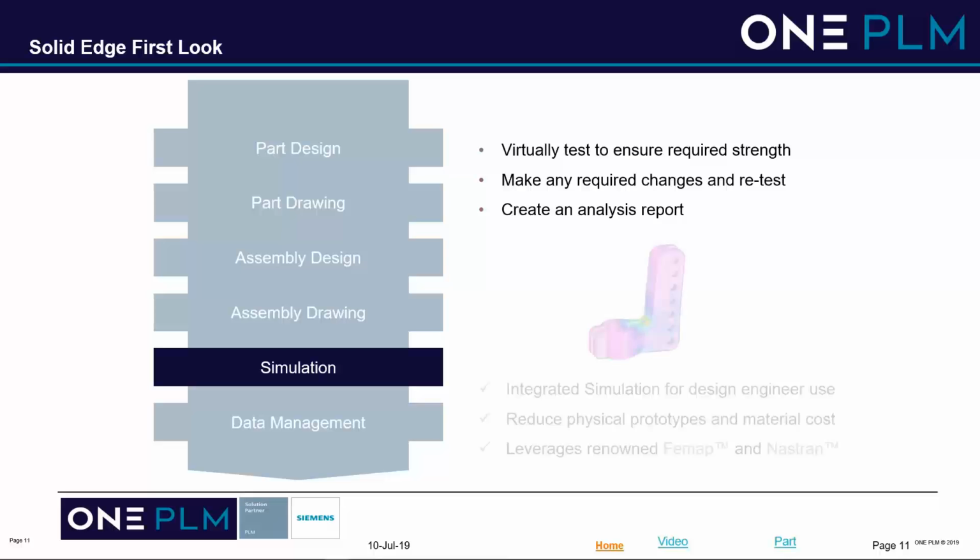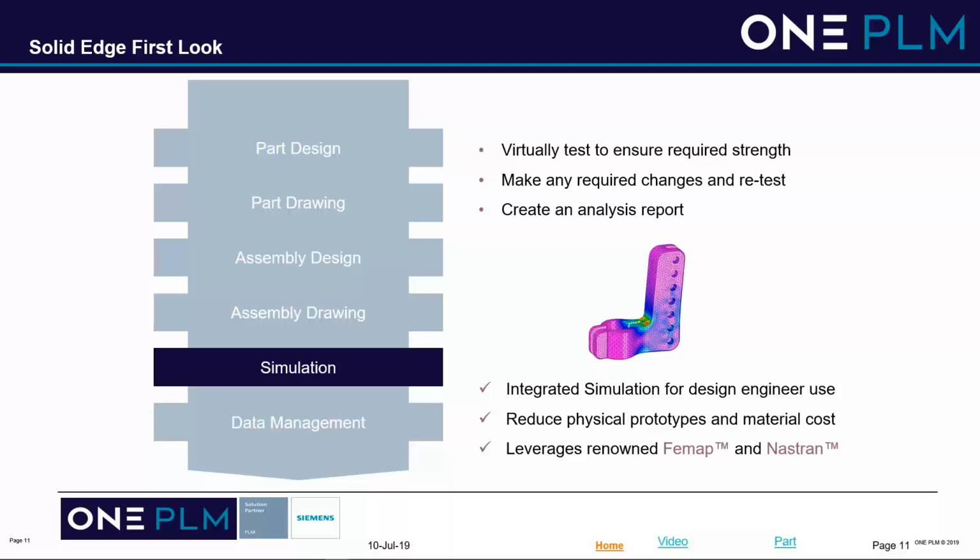Okay, so we've looked at the integrated simulation for design and engineer use. You may have somebody that uses a specific simulation tool externally afterwards, but the idea is that this works as you're designing it. It reduces physical prototypes and material cost, and this leverages renowned FEMAP and Nastran. The one you've seen I've expanded on a little bit, so I've shown a little bit of sheet metal, a little bit of frame, and a little bit of how we can do it in the assembly as well. So that shows we've got lots of different ways of doing it.